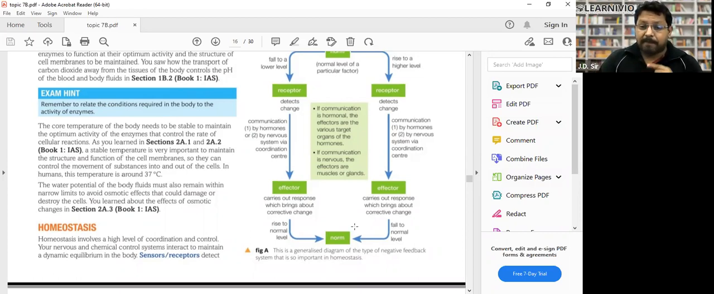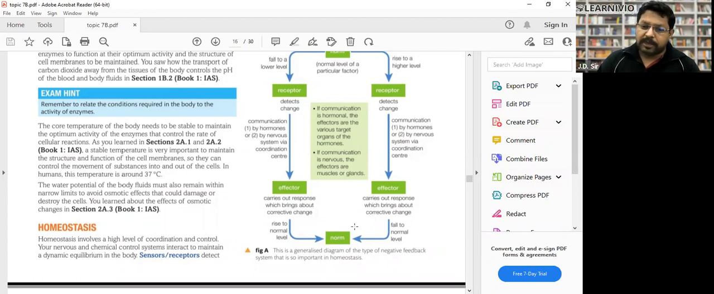The hypothalamus gave a positive order to whom? The pancreas. The pancreas getting the order means now there is an effector. That hormone is the effector. Now that order will be followed by the pancreas. The pancreas will start releasing insulin. Insulin will be released, and the extra sugar which is present in the blood will be converted into glycogen and stored in the liver.